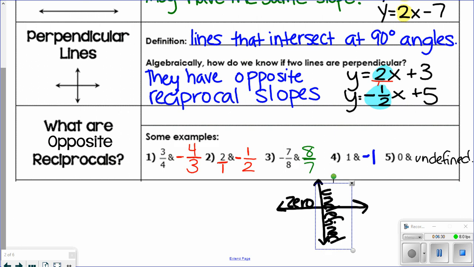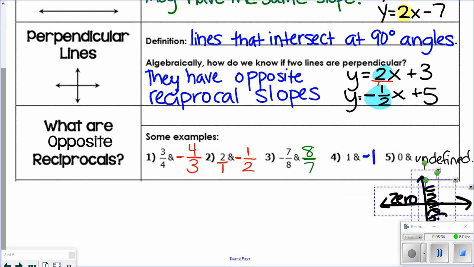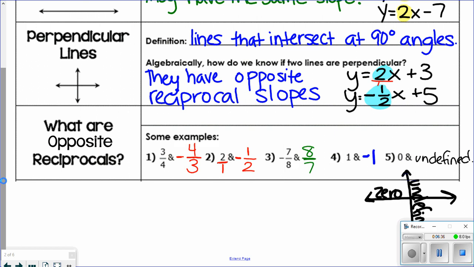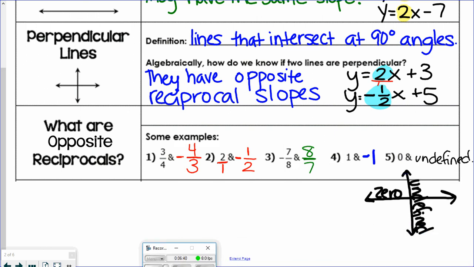Okay, if I was to slide all of this over, we also could draw a picture for question 4, because if I had a slope of positive 1, it looks like this, just going up 1 over 1 every time. Slope of a negative 1 looks like this, so they're going to intersect at 90 degrees. Positive 1 over 1, negative 1 over 1.